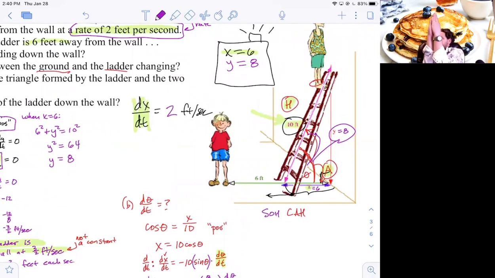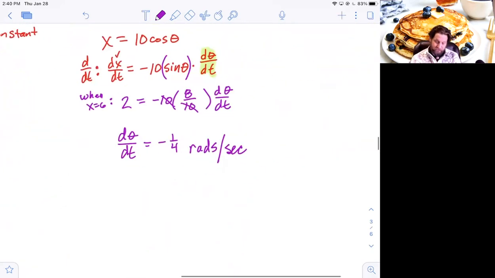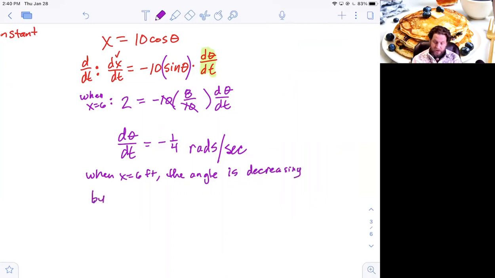If you imagine it being flush up against the wall, the angle's like pi halves. And as you pull it away, the angle between the ladder and the ground is going from pi halves down to 0 when it hits. So yeah, that's a reasonable answer. So the sentence would be: when x equals 6 feet, the angle between the ground and the ladder, I'm not going to write that, the angle is decreasing by positive 1/4 radians per second.